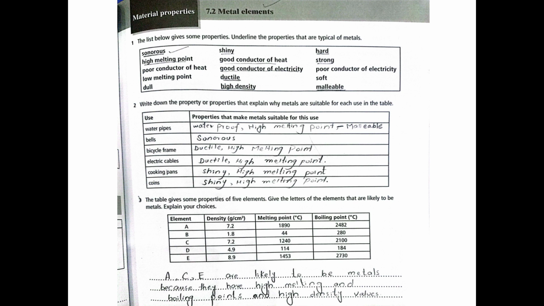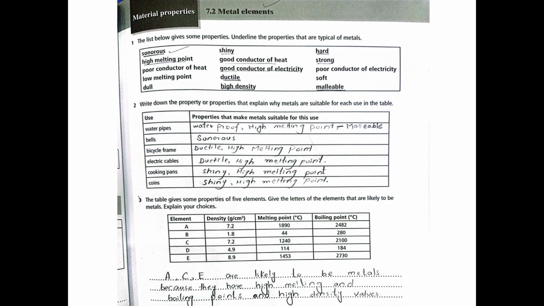The melting point of B is 44 and boiling point is 280. The melting point of C is 1240 and boiling point is 2100. Melting point of D is 114 and boiling point is 184. Melting point of E is 1453 and 2730 is its boiling point.